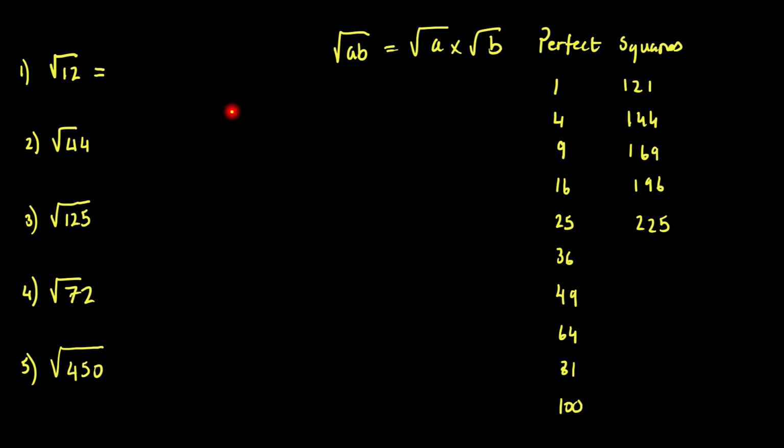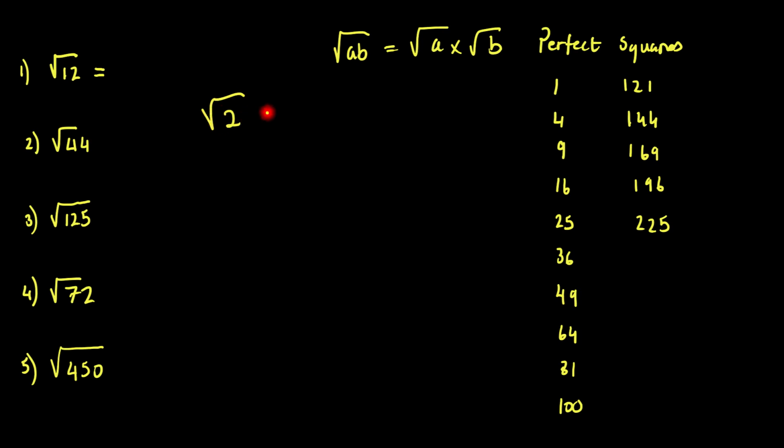Today we'll be looking at how to simplify surds. Now before we go ahead and do that, I just want to let you know what surds are. Well, surds are square roots or cube roots or any form of root which cannot be simplified down to a whole number. That's a simple definition.